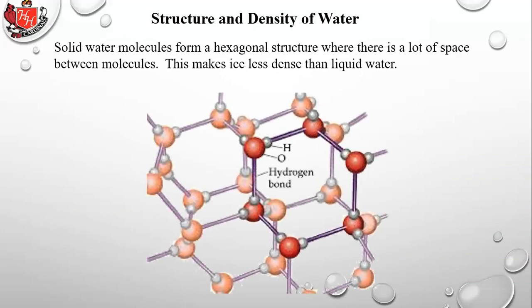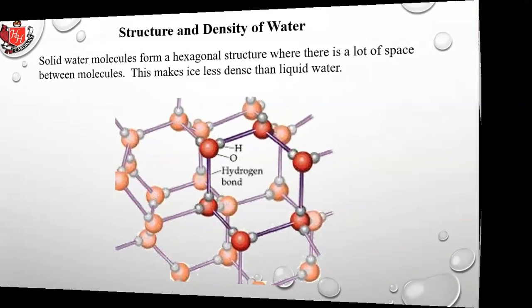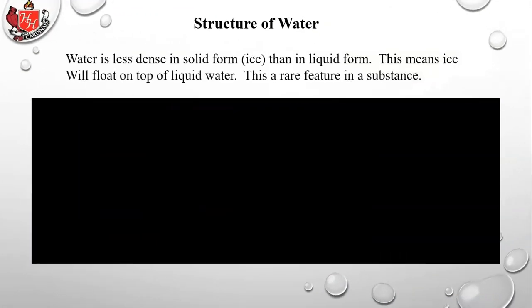Solid water molecules form hexagonal structures where there's a lot of space between molecules. This makes ice less dense than water. So water is less dense in solid form, ice, than in liquid form. This means ice will float on top of liquid water. This is a rare feature in a substance.